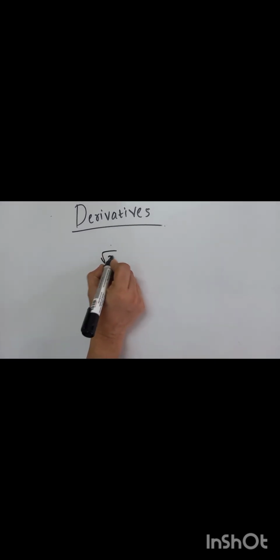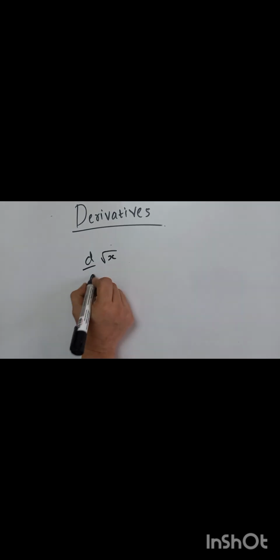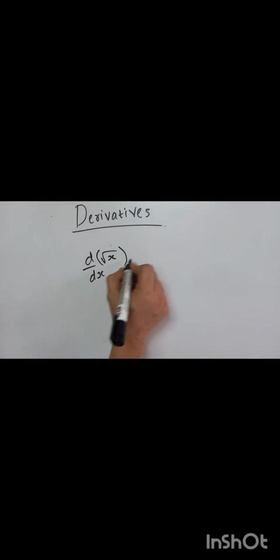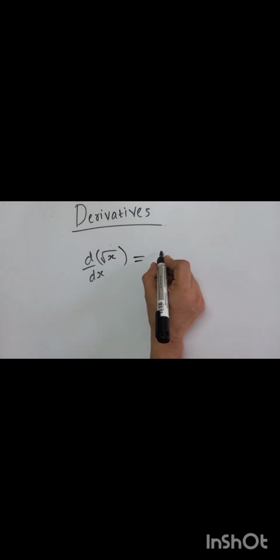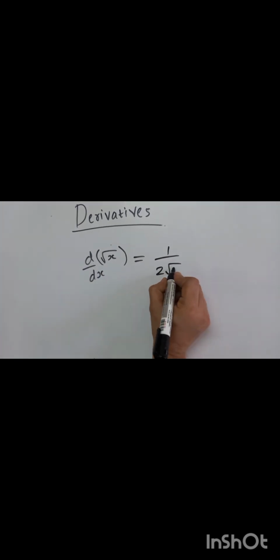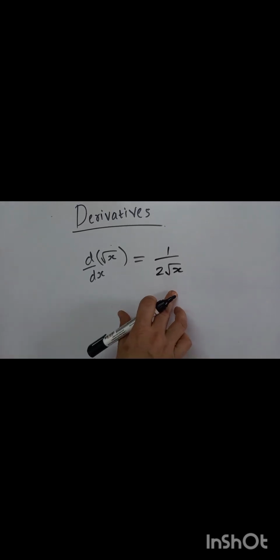So first of all, d by dx of square root of x we have studied in the last class by applying the power rule. First rearrange it as x to the power 1 by 2, okay, and applying the power rule you will get 1 by 2 root of x. D by dx of square root of x is 1 by 2 root of x. This you have to learn by heart.